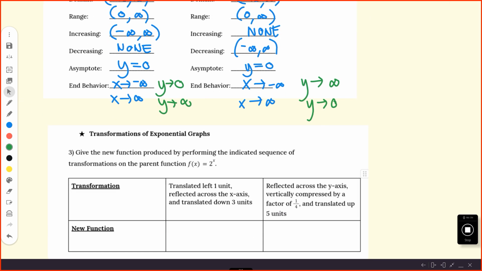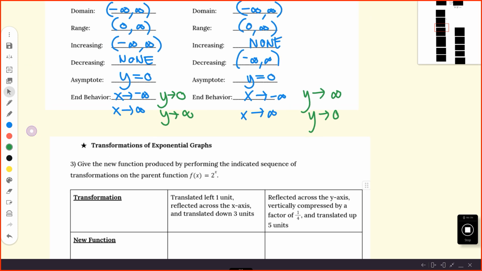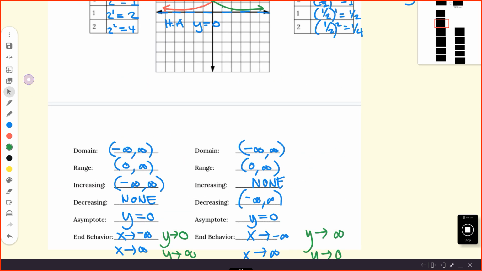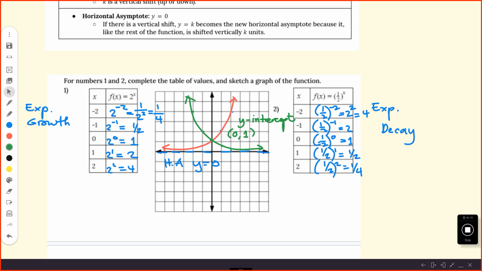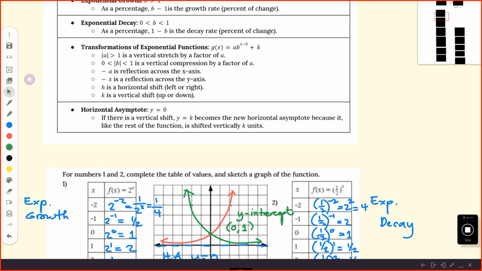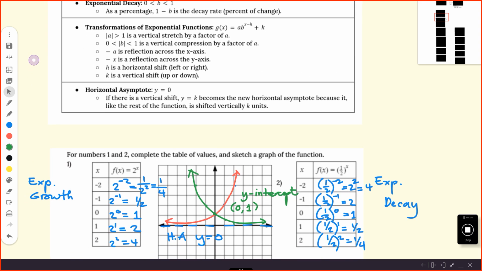Okay, any questions with this? All right. Any questions? All right, so let's go to the transformation part. I'm just going to go back to that. And then you all have this, right? Okay, transformations of exponential functions. So it's like the same as the transformations of other functions, but this time we're dealing with exponentials, okay?